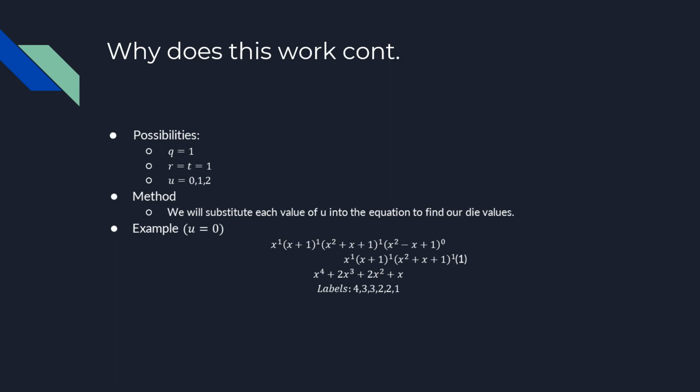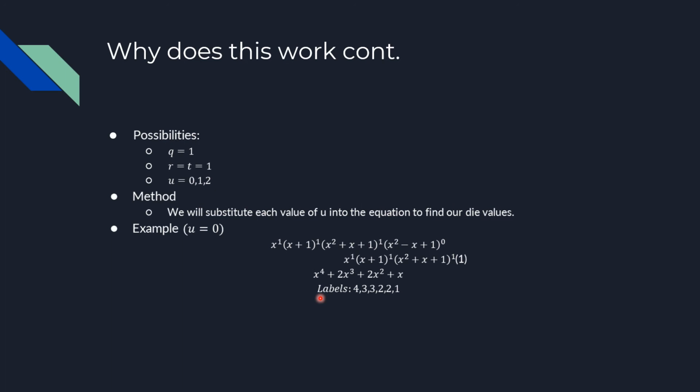Let's say u equals 0. Then I've inputted 1 for q, 1 for r, 1 for t, and 0 for u. We can simplify this a little bit by having this factor here just be 1, because anything to the 0th power is just 1. So now when we distribute all the terms out and multiply everything, we get x to the 4th plus 2x cubed plus 2x squared plus x.